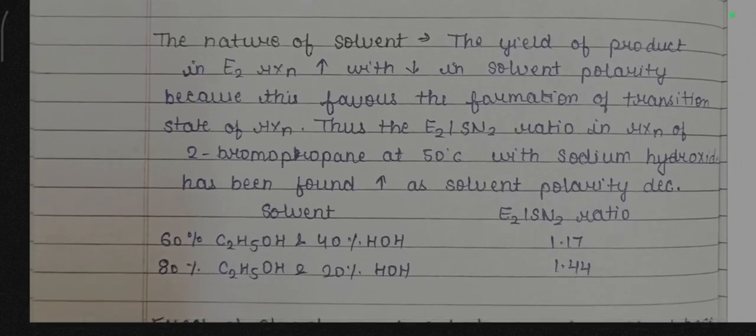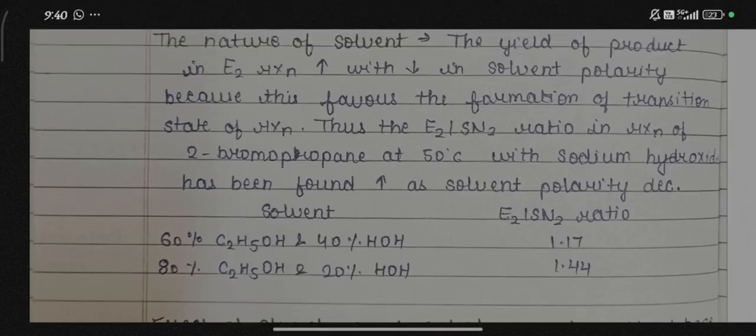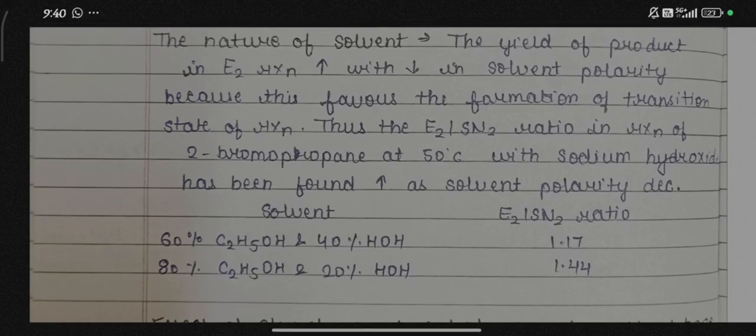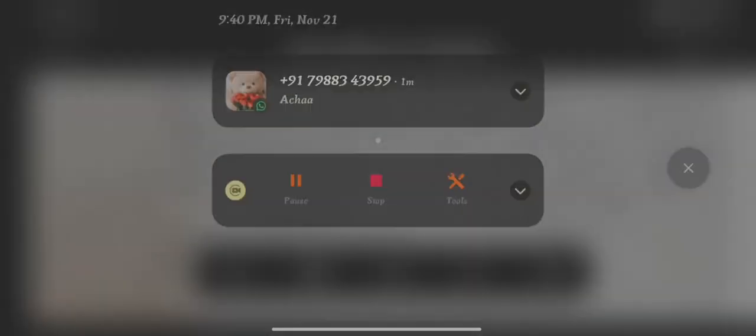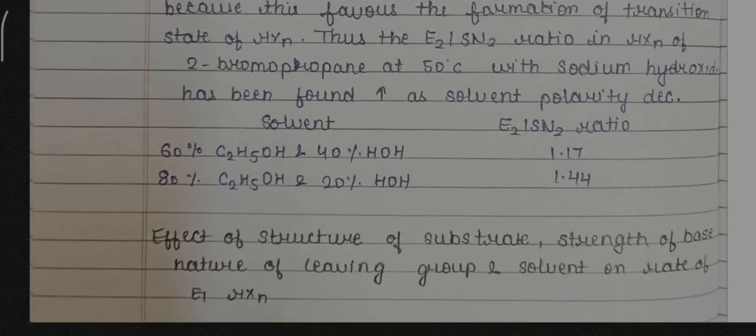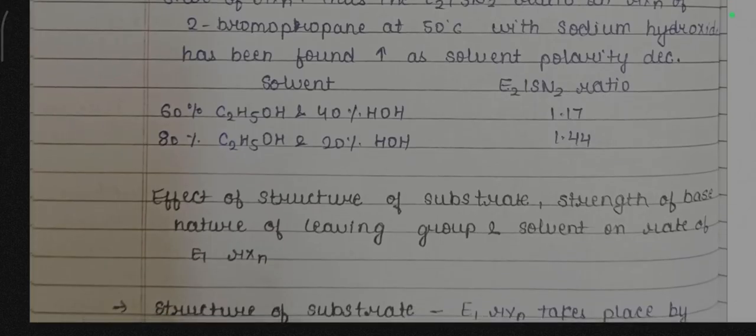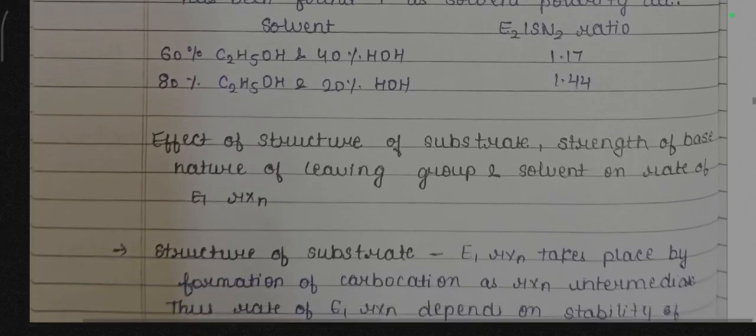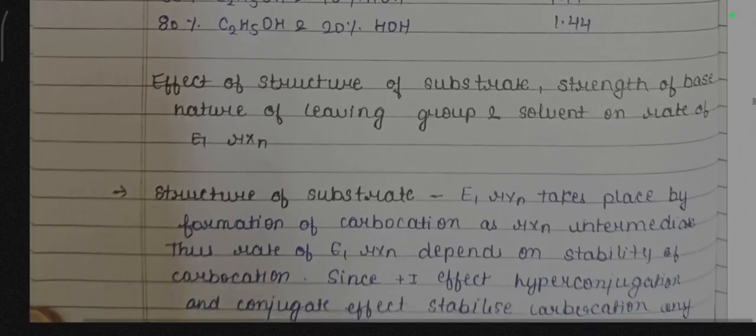The nature of solvent. The yield of product in E2 reaction increases with decrease in solvent polarity because this favors the formation of the transition state of the reaction. Thus, the E2/SN2 ratio in the reaction of 2-bromopropane at 50 degrees Celsius with sodium hydroxide has been found to increase as solvent polarity decreases. Solvent is 60% C2H5OH and 40% H2O: E2/SN2 ratio is 1.17. 80% C2H5OH and 20% H2O: E2/SN2 ratio is 1.44.